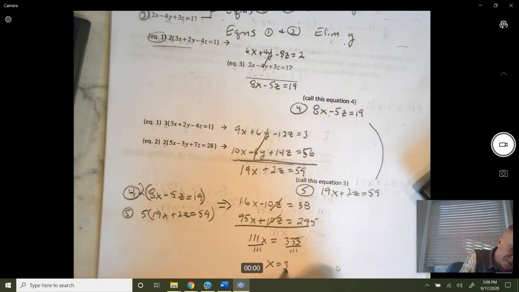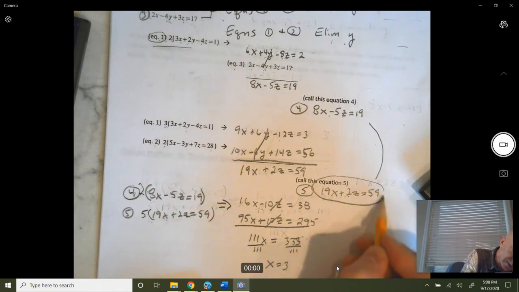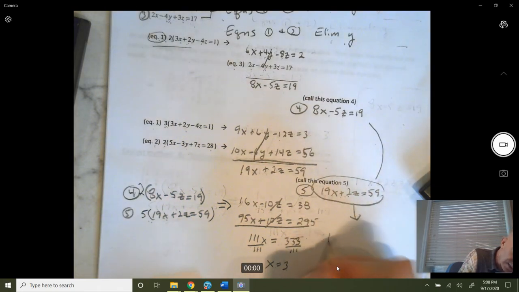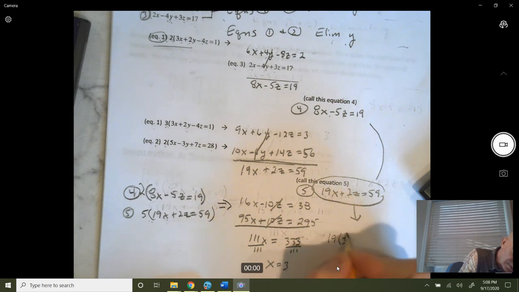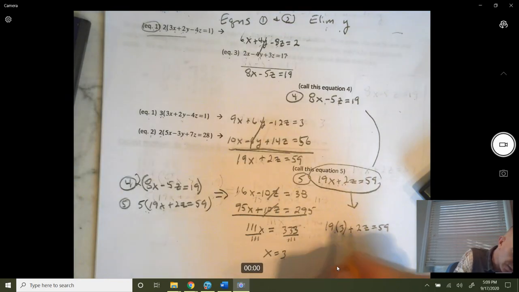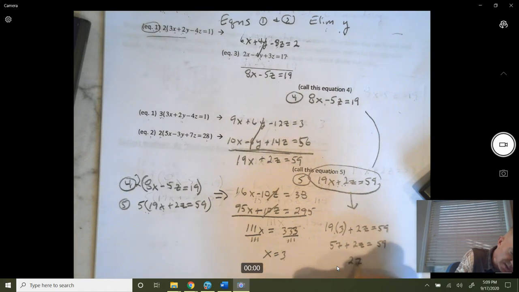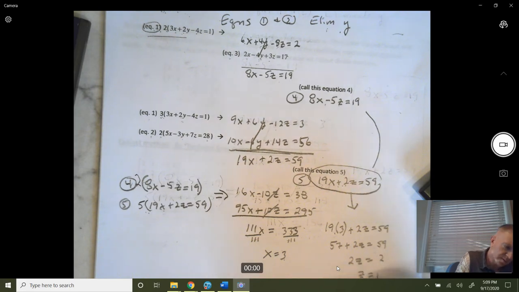We can plug this back into either of these equations and solve for z. Let's plug it in here. 19 times 3 plus 2z equal to 59. 19 times 3 is 57 plus 2z equal to 59. 2z is equal to 2, so z equals 1.